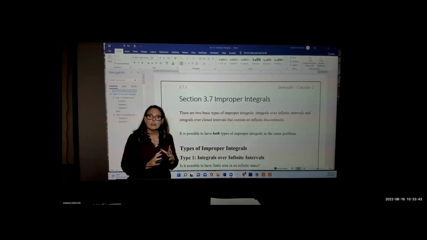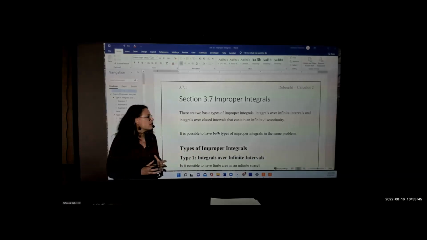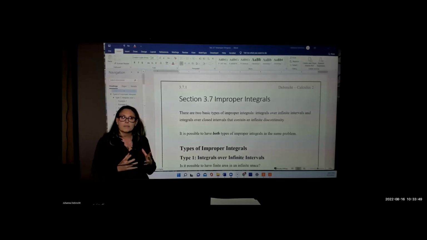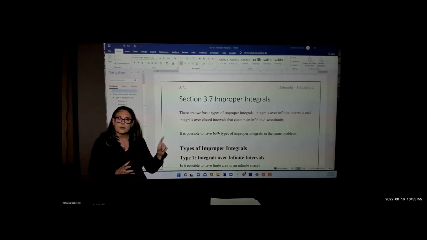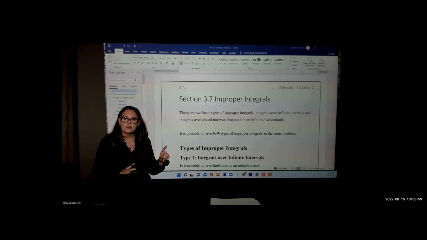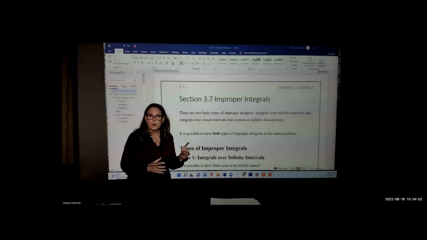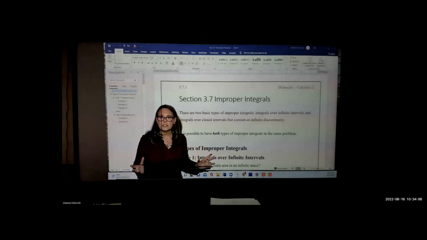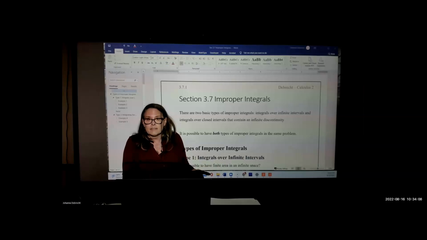So we're going to be taking a look at how we deal with these. It is sort of an integration technique, but it's not focused on patterns in the integrand. Instead, it's focused on two different types. One, integrating over infinite intervals, where one or both of the limits of integration are infinity or negative infinity. Those are relatively easy to identify because you can see the infinity.